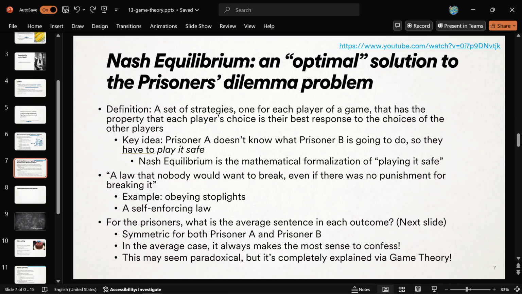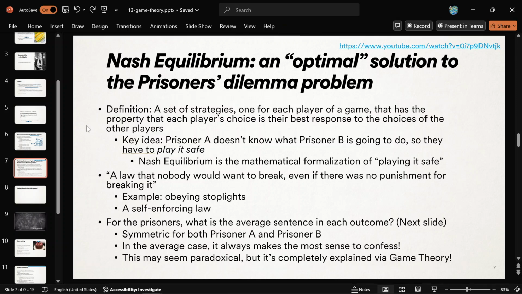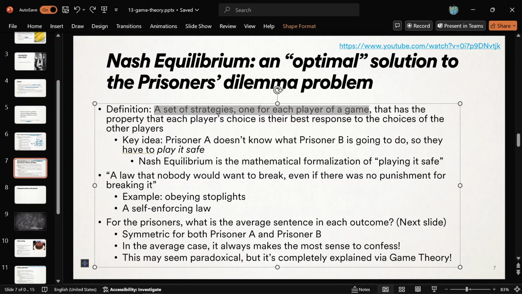And a Nash equilibrium is the following. Let me read this, and then we'll talk about it. A Nash equilibrium is when you write down a way to play the game. It's a bunch of strategies, one for each player. Like you, prisoner A, do this, you, prisoner B, do this. These are your strategies. It's a set of strategies, one for each player, that has the property that each player's choice is their best response to the choices of the other players. They could not do any better, even though it's a non-cooperative game, and they have no control over anybody else. That's what a Nash equilibrium is, okay?